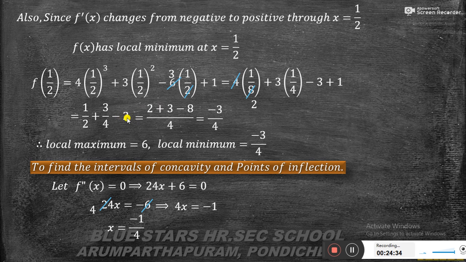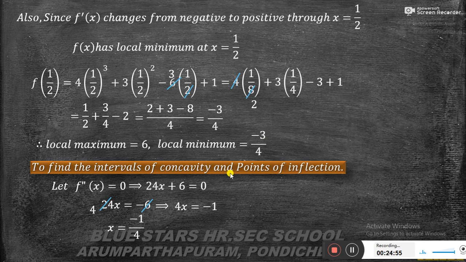So minus 8 by 4. Minus 8 by 4 means already 4 in the denominator. So minus 8, you add in the term: 2 plus 3 is 5, 5 minus 8 is minus 3 by 4. Therefore this is the local minimum. So the local minimum value is minus 3 by 4. So local maximum equals 6, local minimum equals minus 3 by 4.